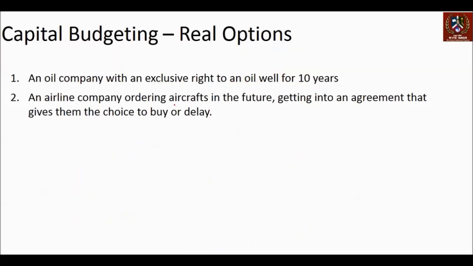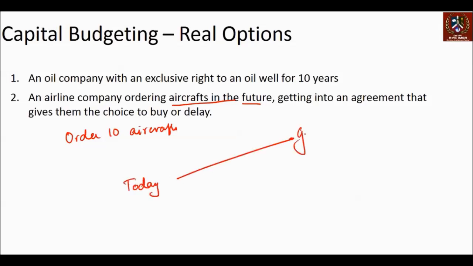Now, an airline company ordering aircrafts in the future, right? So let's say they have two options. They are saying we have to order 10 aircrafts, right? Now, this is today, and there could be two cases of business being good or business being bad, right? In case business is good, they want to execute the order. In case business is bad, they just want to cancel the order.